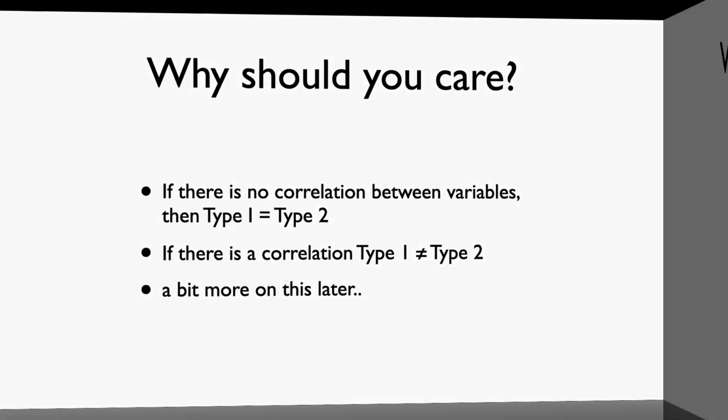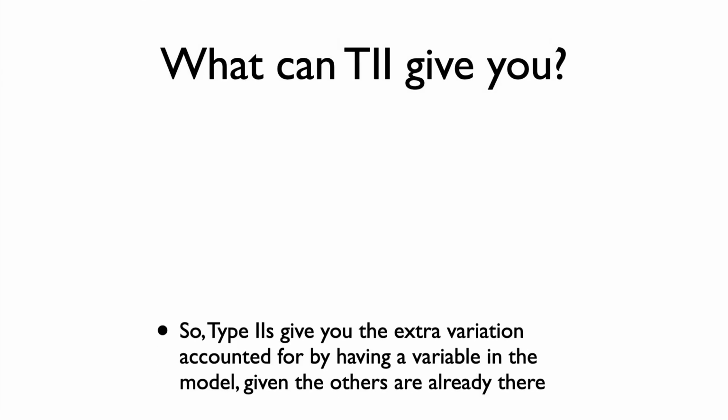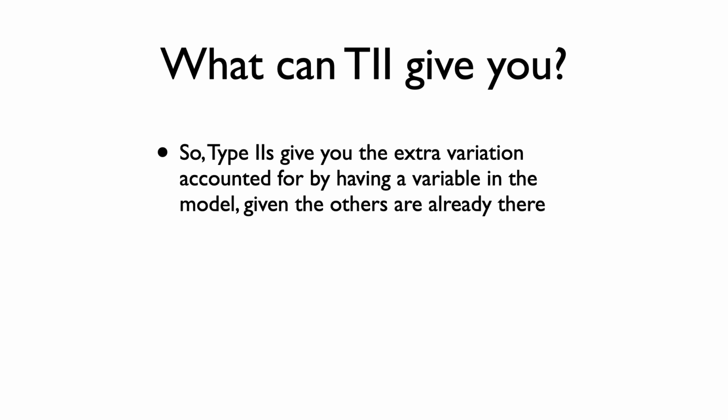Okay. What can type 2 sums of squares give you? Well, type 2s give you the extra variation accounted for when you add a new variable into the model, given the other ones are already there. I want to know about unique variance. And again, oftentimes, at least I find that in statistics, it's useful to think of the ridiculous, because it actually helps you understand how it works in the regular world.